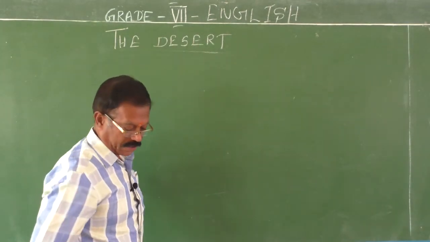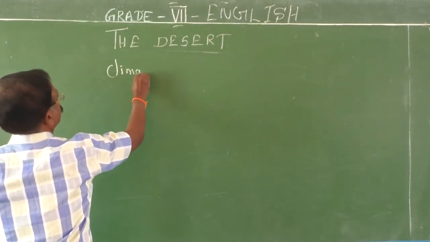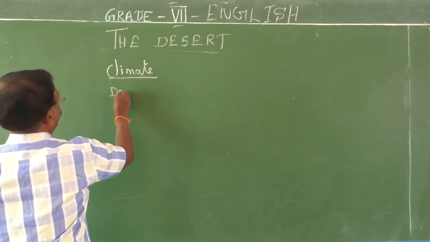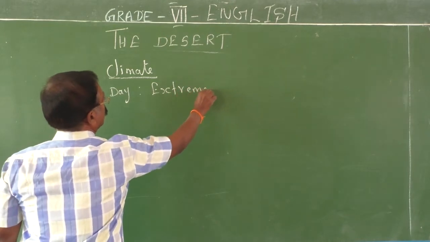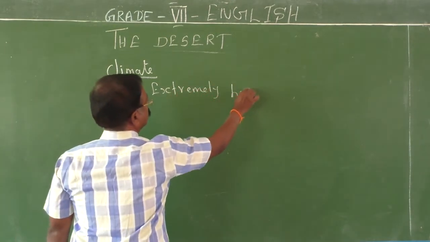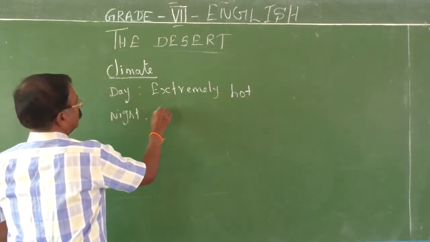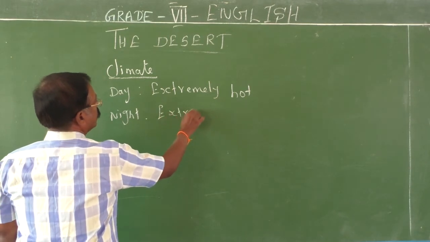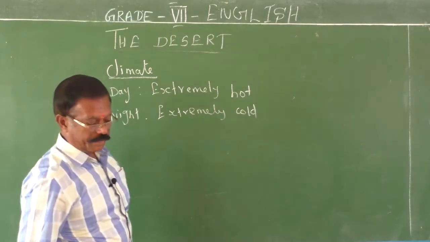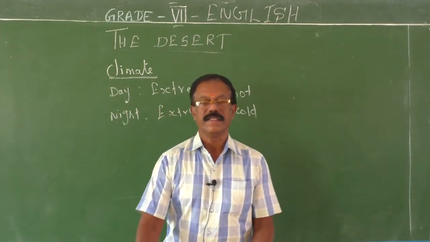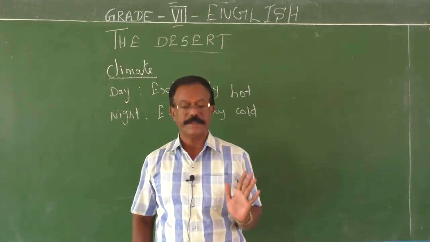Extremely hot climate, day. Extremely hot. Night, extremely cold. So during the daytime it is extremely hot, but in the night it is extremely cold.